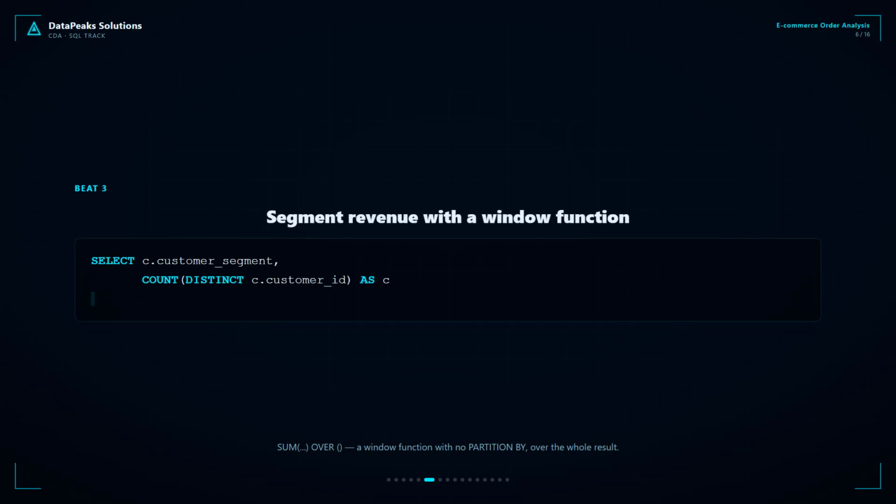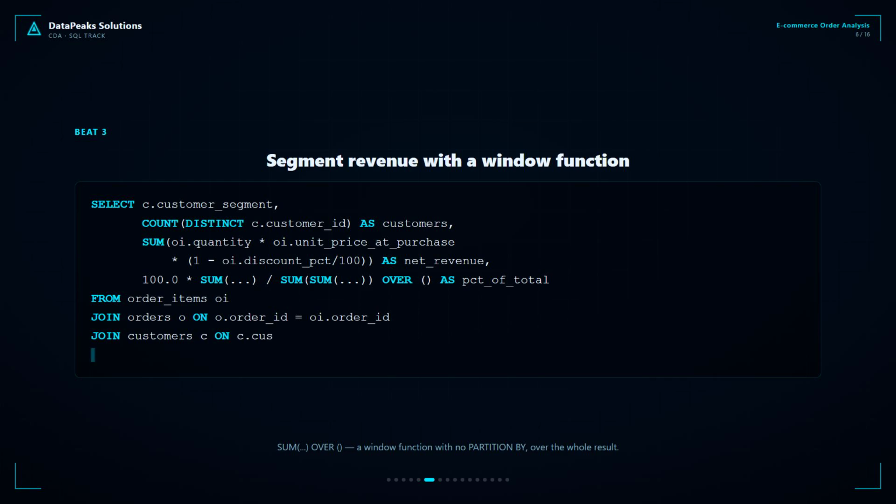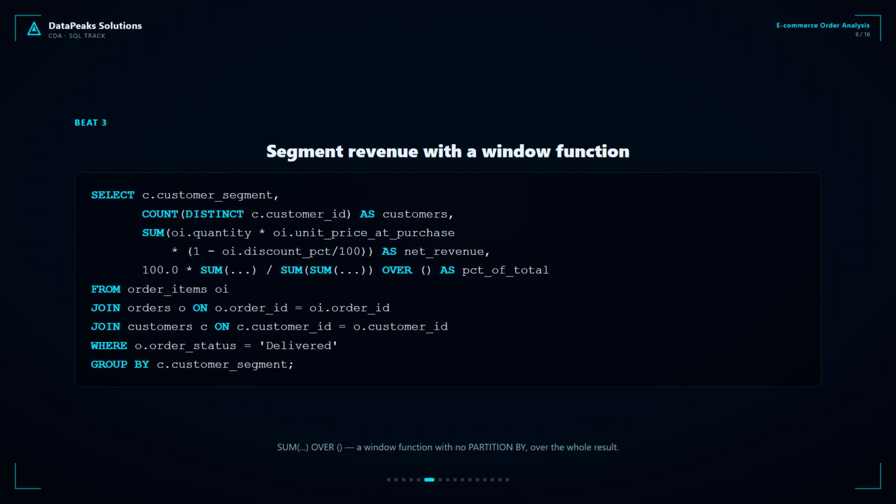What if one SQL function could instantly tell you which customer segment makes the most money? No extra queries, no complex logic. This is where window functions become a game changer. We join the customer, order, and order items tables, calculate net revenue for each customer segment, and then use SUM OVER to compare every segment against the total revenue, all in a single query.